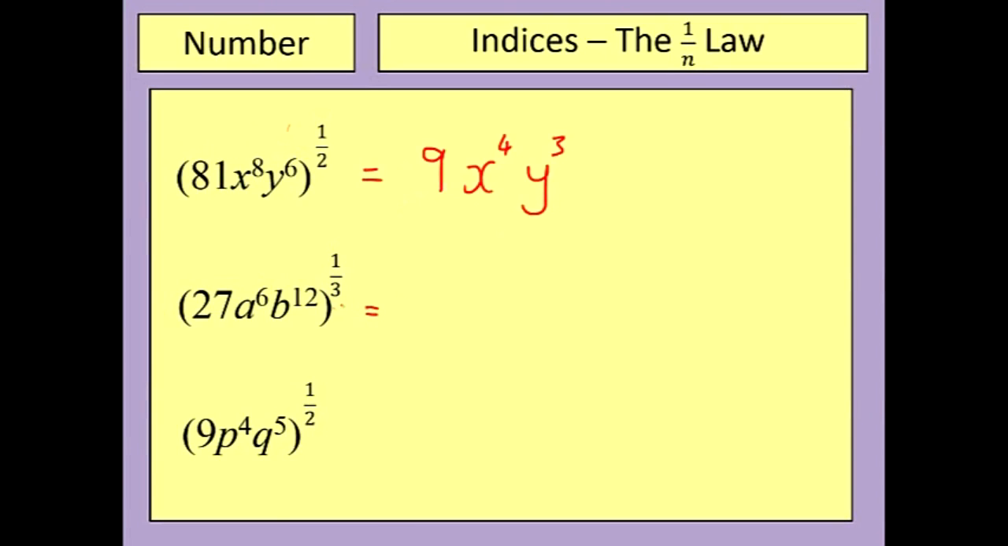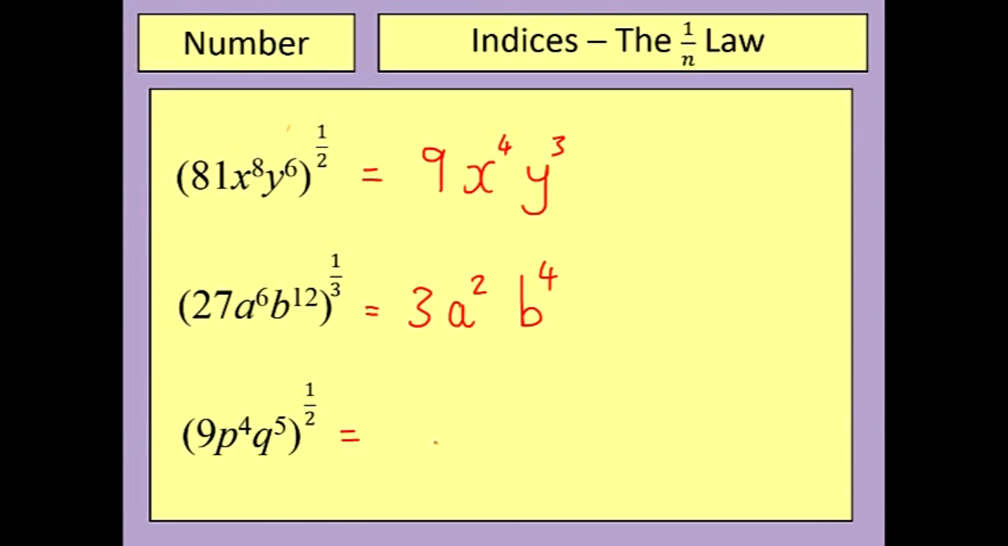Now this next one, it's a power 1/3, and if you remember, that means we're going to cube root, not square root. So the cube root of 27 is 3. And then we're going to divide each of these powers by 3, because 6 times a third is the same as dividing by 3. So we get a to the power 2, because 6 divided by 3 is 2. And then b, we've got to do 12 divided by 3, that's 4.